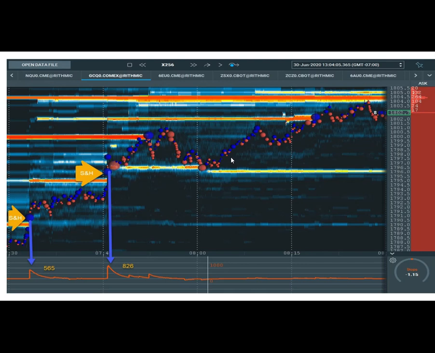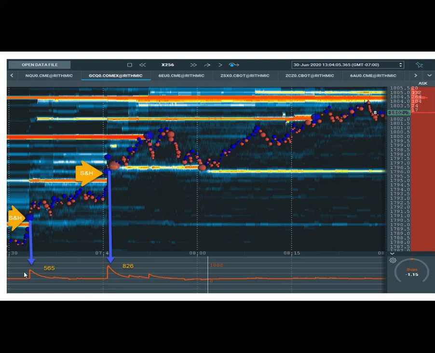Next example. This is gold. This is the final example for this setup. This wasn't too long ago. Actually, this is the same day too. You're going to notice a lot of these instruments have a lot of volume going through the same day. In all these different instruments, there are multiple opportunities where you get a 565 stop run.